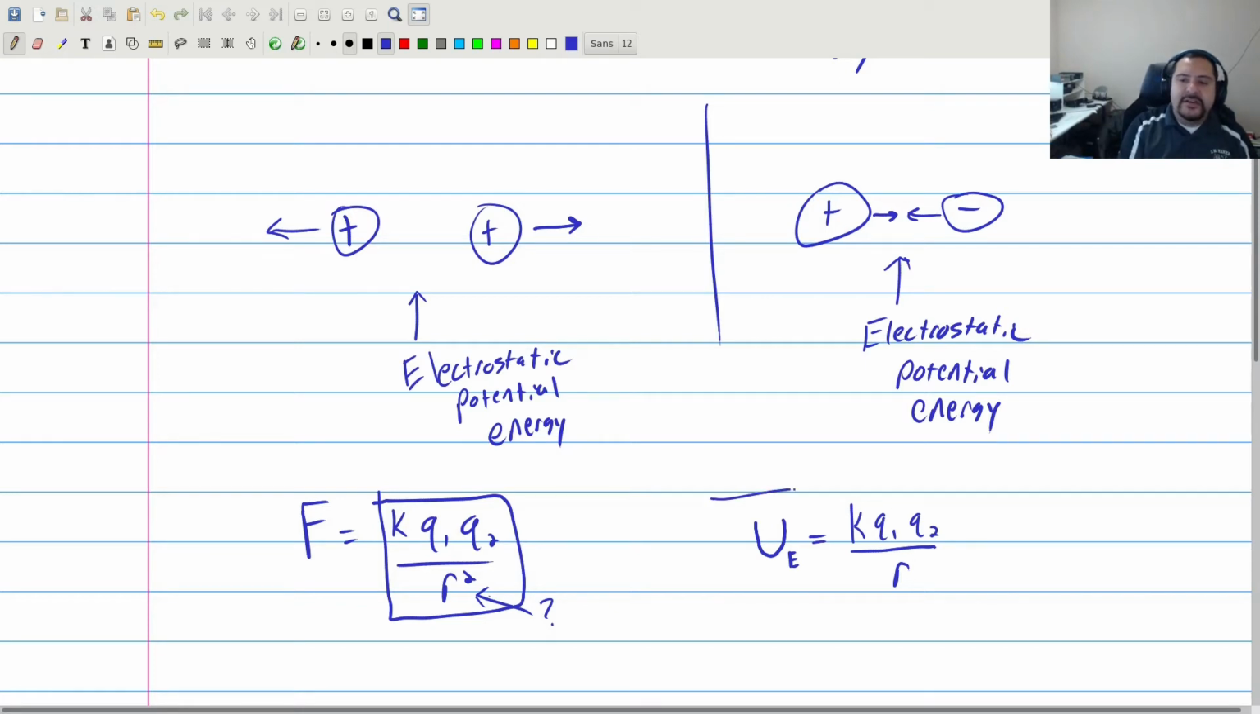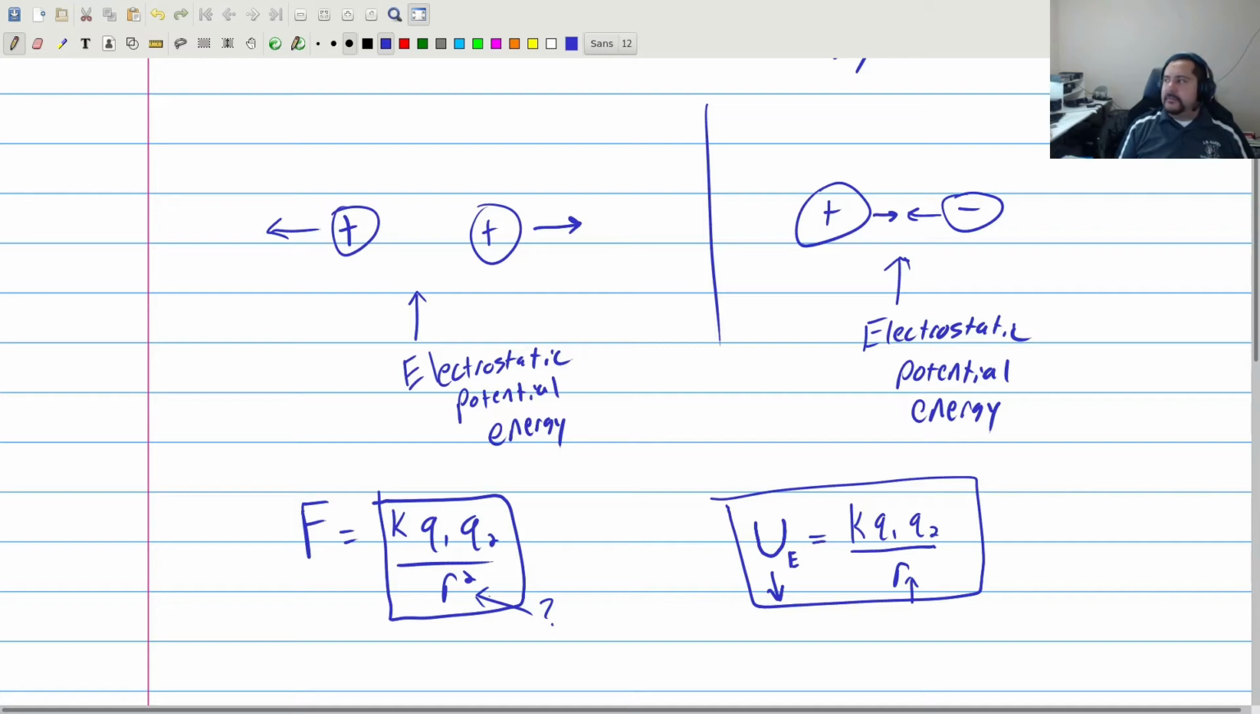So, here is our basic formula for electrostatic potential energy. And you can see that when R gets bigger, the electrostatic potential energy will drop. Eventually, when R goes to infinity, electrostatic potential energy goes to 0.